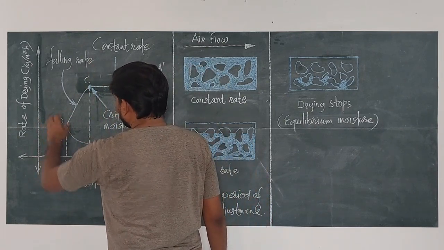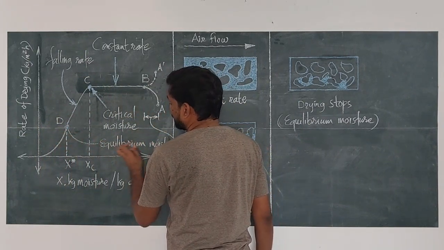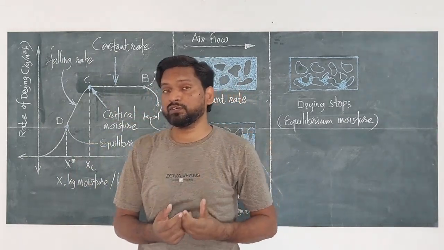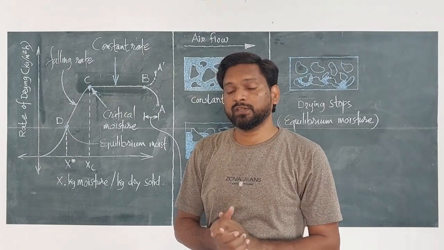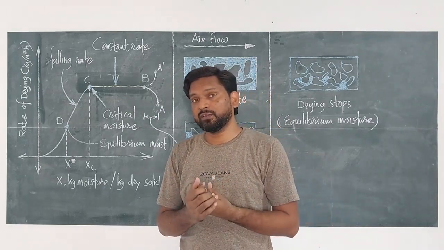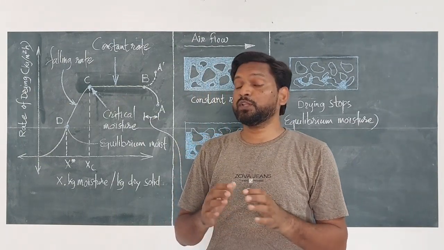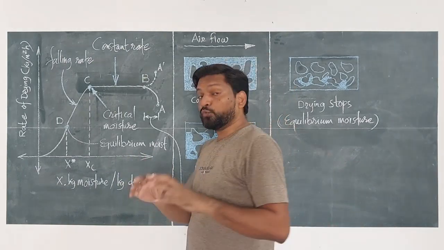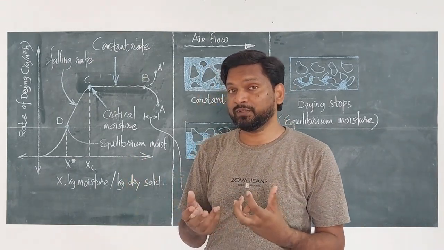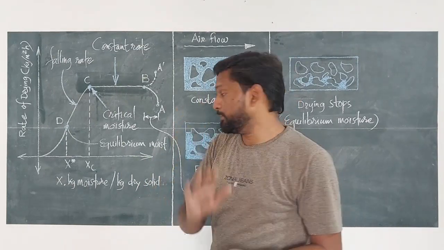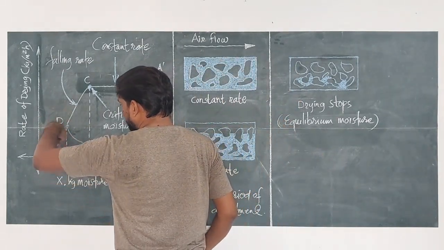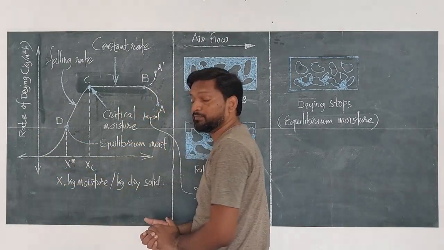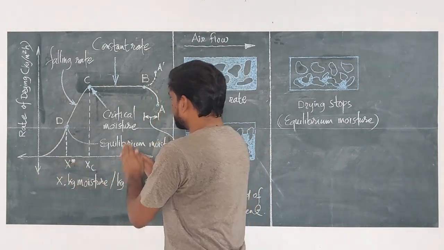Point D is known as the equilibrium moisture point, or it is the equilibrium moisture content in the wet material. We have already seen the definition of equilibrium moisture content. Equilibrium moisture content is the one referring to the equilibrium set between the drying air and the wet material humidities. No further drying is possible beyond point D, the equilibrium point. The equilibrium moisture content is represented by X star. Star represents the equilibrium condition. So X star.